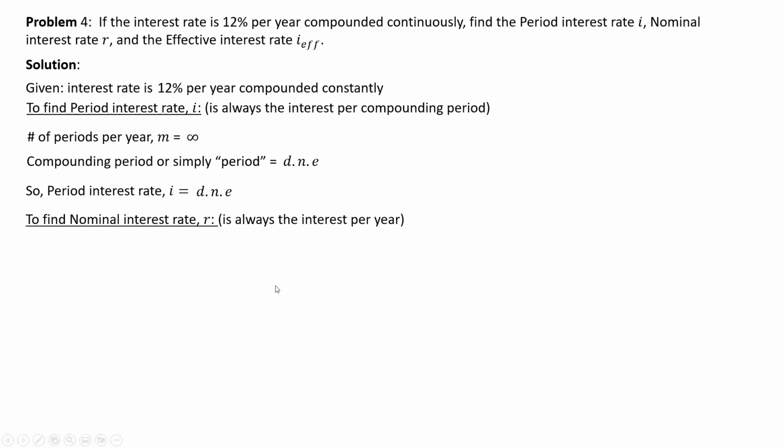All right. To find the nominal interest rate, is that possible to do? Since the given interest rate is the interest per year, they already gave that. So that is just simply 12%.